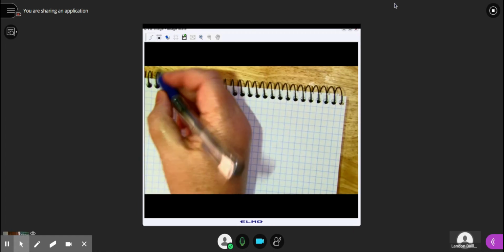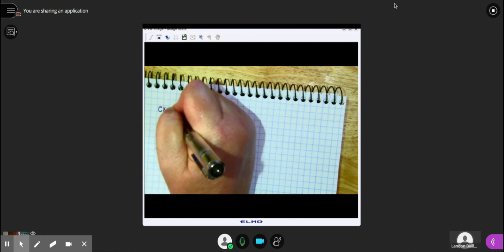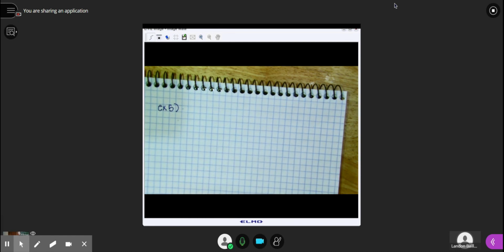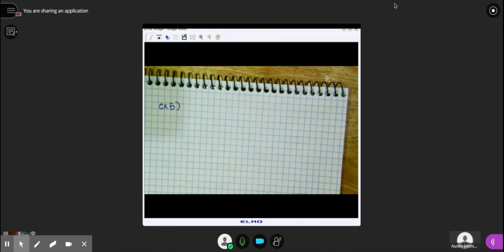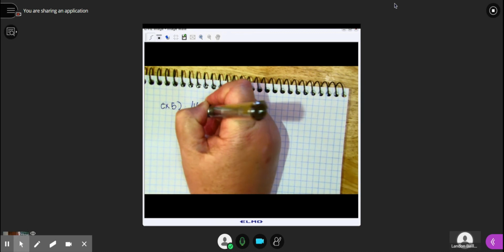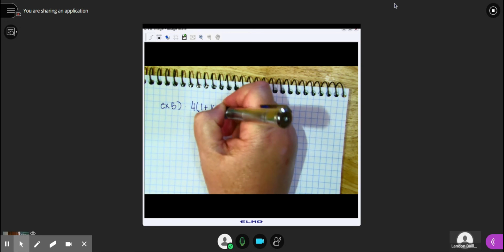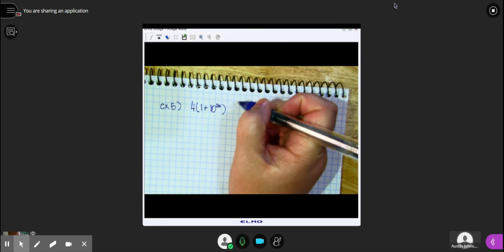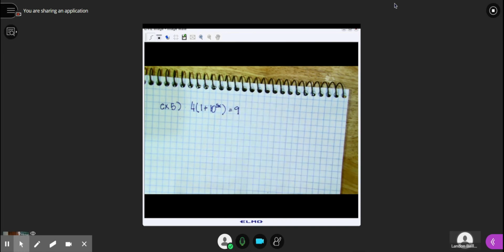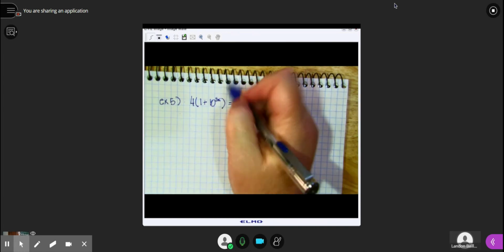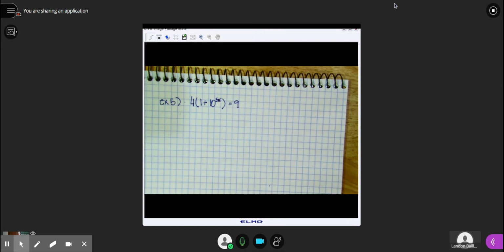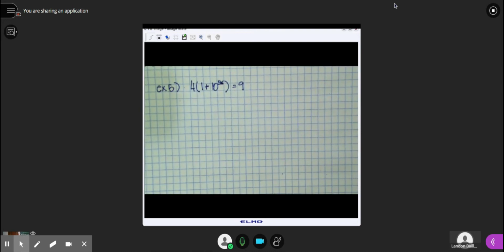All right, let's try a few more. This is example 5. All right, so let's try 4, 1 plus 10 to the 5x is equal to 9. I don't know if you can see that that's a 5x there.